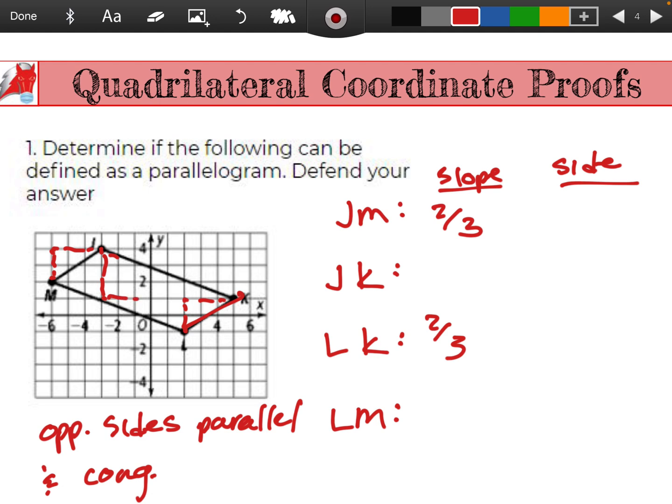Going down 3 over 8, so negative 3 over 8. I don't really care about simplifying or anything like that, but then we should see here 3 over 8. That works too, negative 3 over 8. Hey, first part I have. Okay, I have the same slope. What about the sides? That means I need the length. Well, do you remember how to find the length of a side given 2 points or even given a graph?